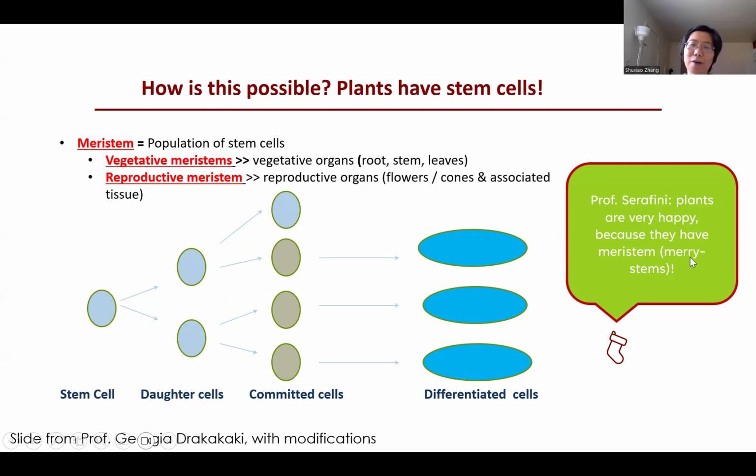Here's a pun that I kept from Professor Lisa Serafini, the previous instructor for this course. The line of the joke goes this way. Plants are very happy because they have meristems, or in other words, meristems. This is a nice pun to have fall quarter, right? As we're getting closer and closer to Christmas, and some stores start putting out their Christmas products super early.